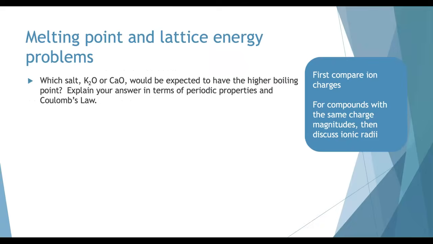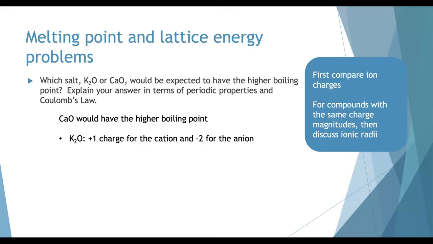All right, let's do another melting point lattice energy type problem. Which salt, potassium oxide or calcium oxide, would be expected to have the higher boiling point? Explain your answer in terms of periodic properties and Coulomb's law. Again, you first want to think about ion charges, and then you want to think about interparticle distance. I would expect calcium oxide to have the higher boiling point.